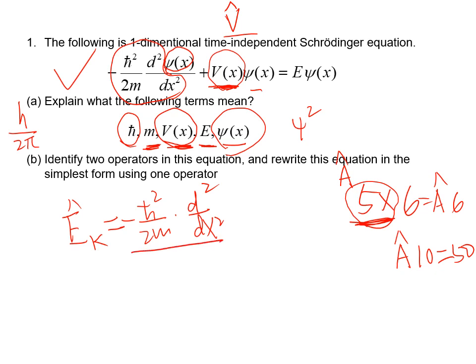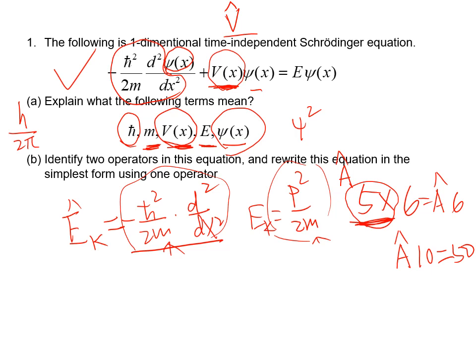As I mentioned in class, in classical mechanics, kinetic energy can be written as p squared over 2m, momentum squared over 2m. If you compare these two, they have similarity. One is classical mechanics. In quantum mechanics, it's an operator, a second order derivative.